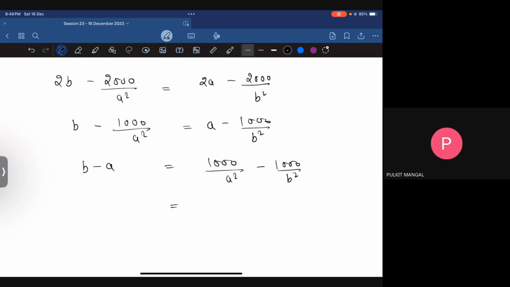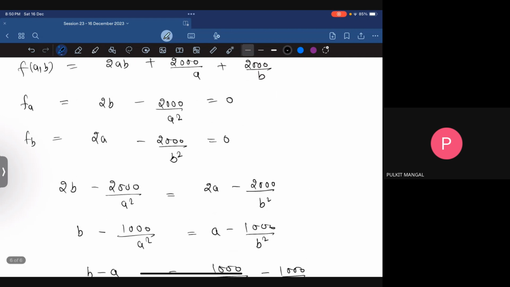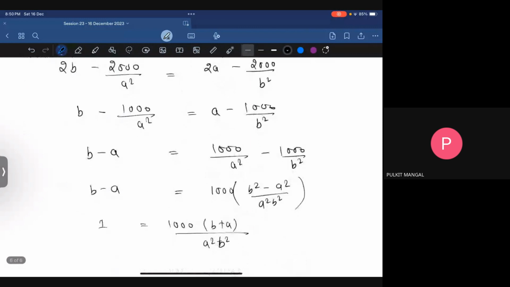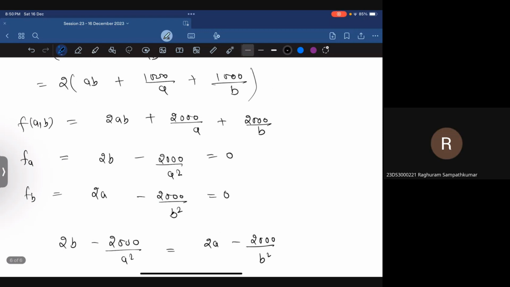It would not be a good idea to take this. 1000 b square. If we take the 1000 common, b square minus a square upon a square b square, so 1000 b plus a. From here we're not going to get any solution, right? a square b square.